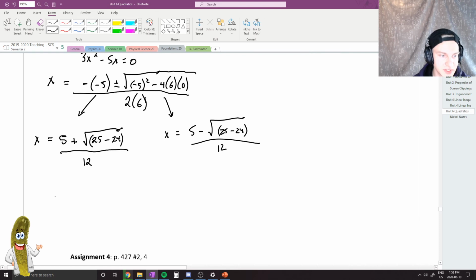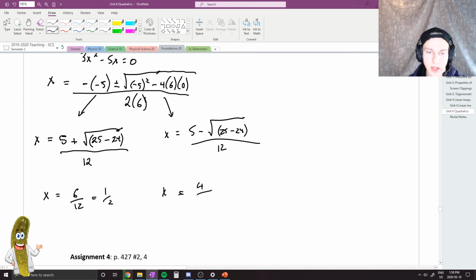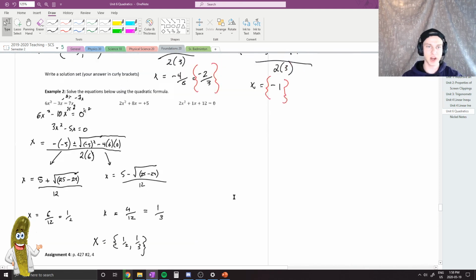And so the two solutions that we'll have then is 5 plus 1, so 6 over 12, which is equal to a half. And then the other solution that we would have is 4 over 12, which is equal to 1/3. So our solution set would be that x can be equal to 1/2 or 1/3. So that's how you use the quadratic formula.